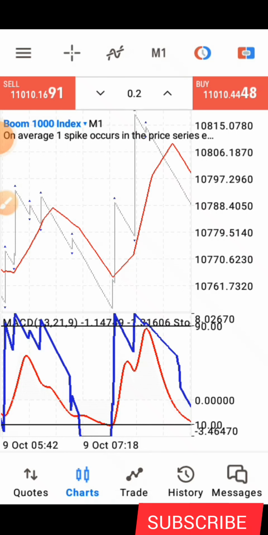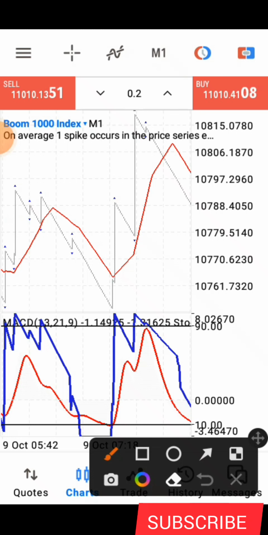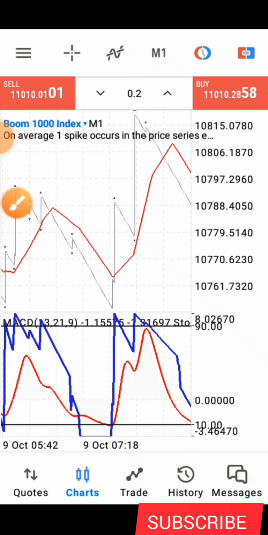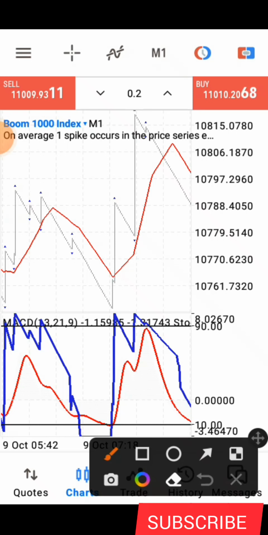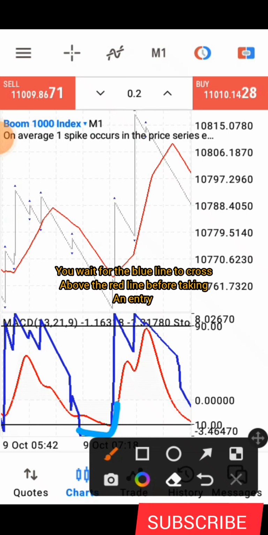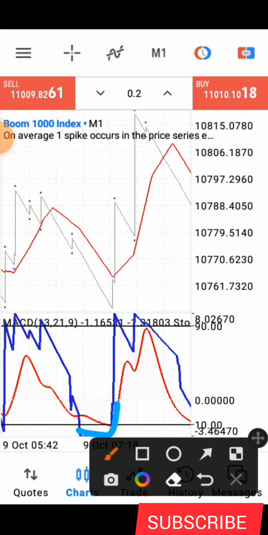Now you see that there is a spike here. Once there is a spike, you look at your indicator window right here. On the indicator you are going to see that this blue line has crossed above the red MACD line. What you have to do is go in for a buy, since you are on Boom. You go in immediately this spike occurs right here.